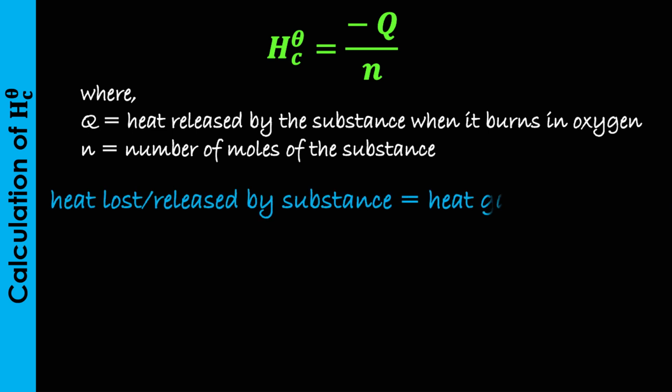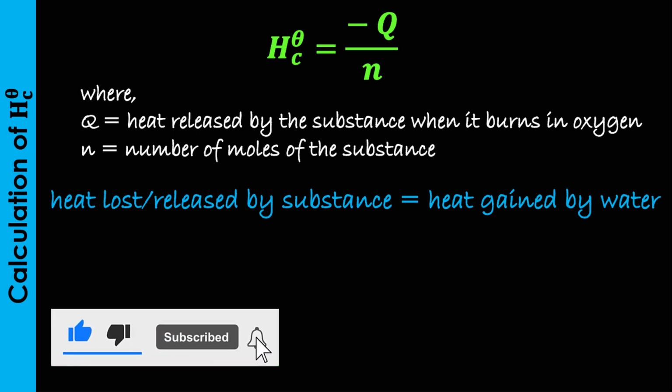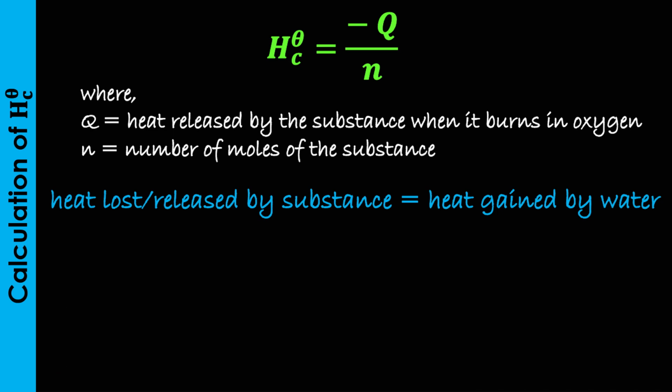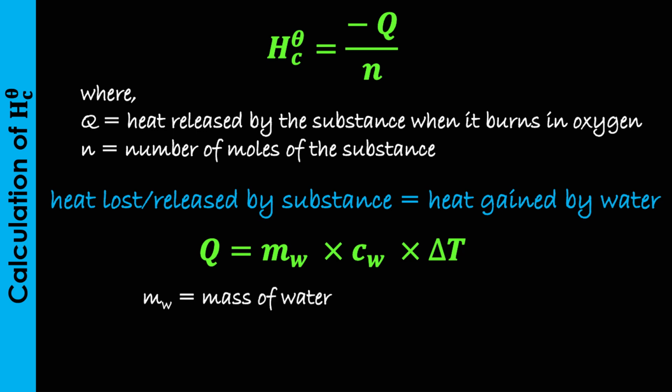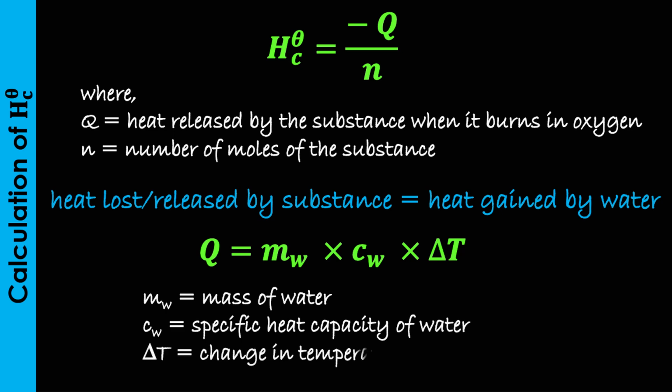To evaluate Q, we commonly use the principle of heat transfer, which is the heat released by a substance equals the heat gained by, say, water, and that heat should be able to raise the temperature of the water by at least 1 degree Celsius or bring about a change in the state of the water. Mathematically, we can represent this as Q equals mw times Cw times change in T, where mw is the mass of water, Cw is the specific heat capacity of water, and change in T is the change in temperature calculated as T2 minus T1. Let's now see how to apply this formula in solving problems on heat of combustion.